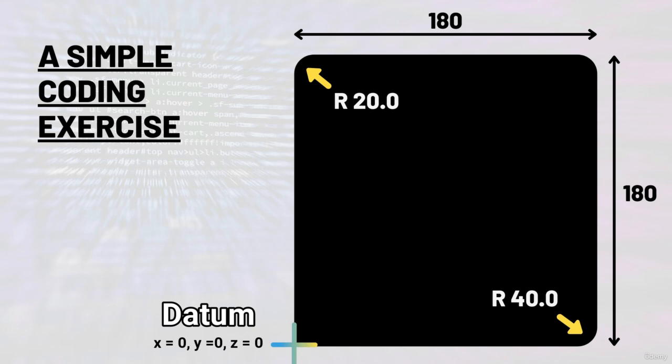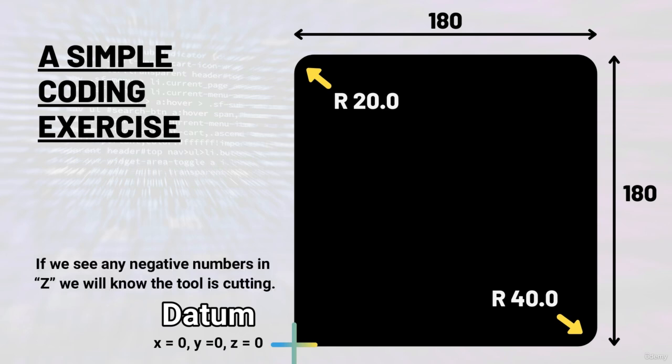You can also put the datum on the bottom of the part, but due to that the sign convention will be reversed. So I would highly recommend you to keep the datum at the top of the component. That way, if we see any negative numbers in the Z axis, we will know the tool is cutting.